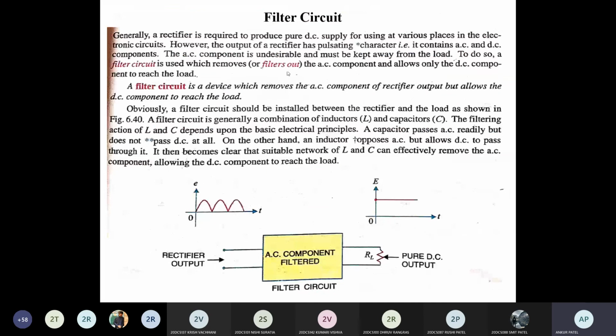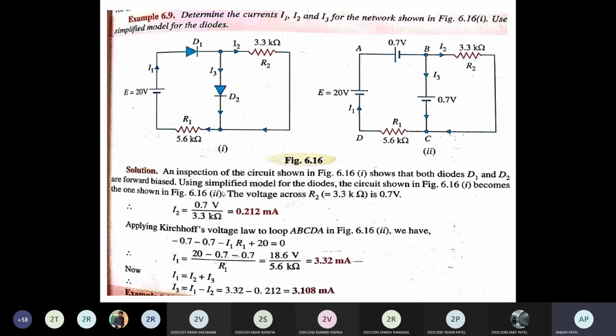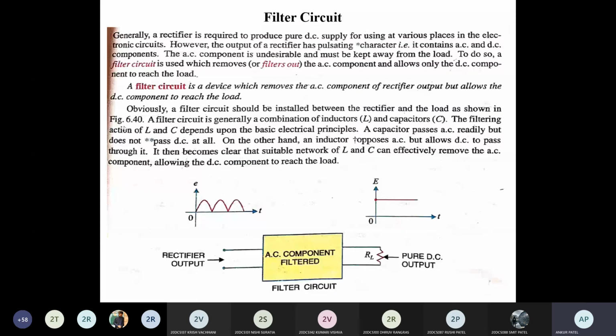Filter circuit is not in your syllabus, but I am just showing you how we remove these ripples by using L and C components. A filter circuit is a device which removes the AC component of the rectifier output but allows the DC component to reach the load. I already explained the C and L equations: XC is equal to 1 upon omega C and XL is equal to omega L.